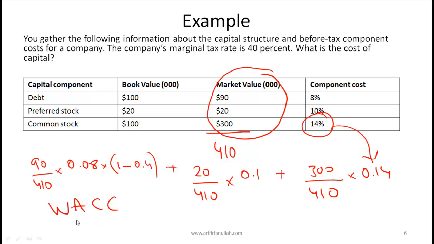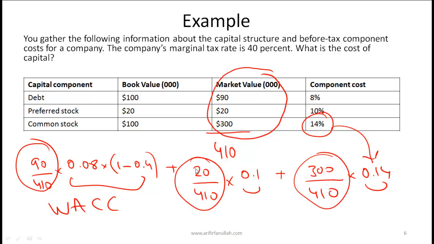And by now I'm sure you've realized why we call this weighted average, because we are weighting each of these returns based on the relative percentage of each component of capital.